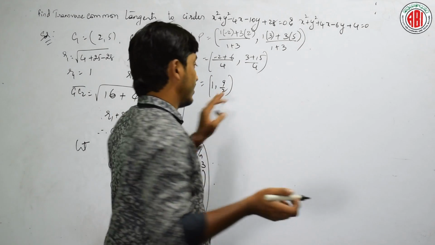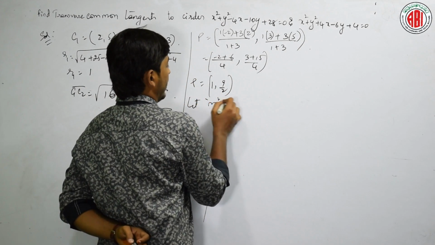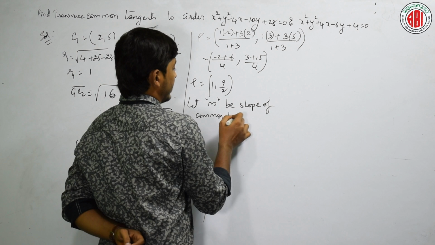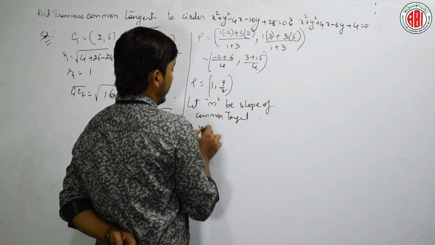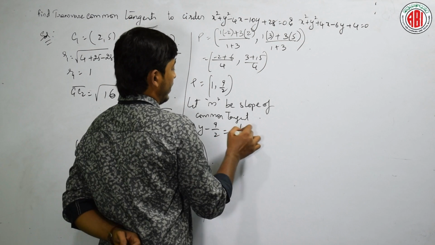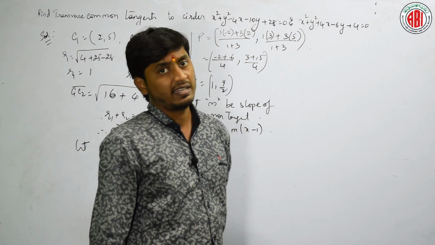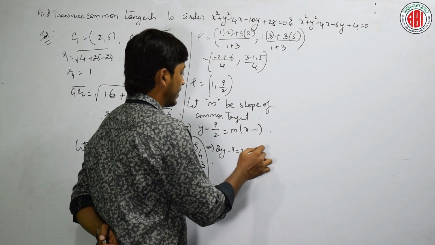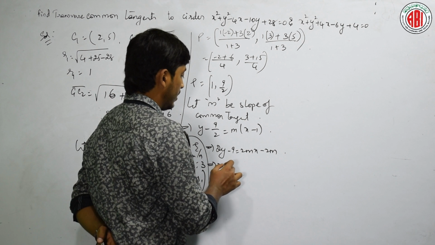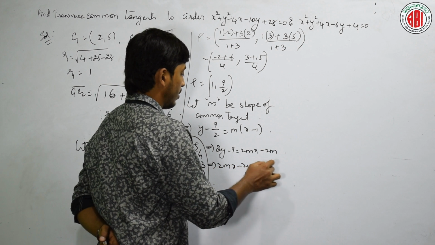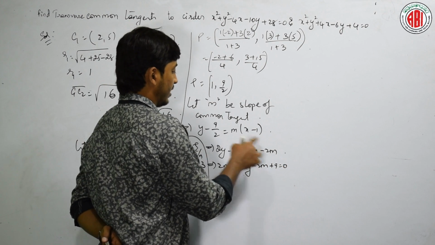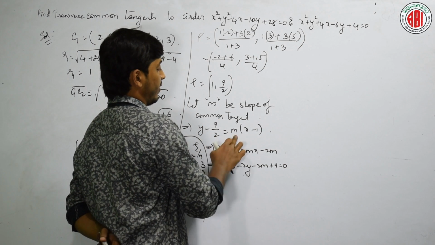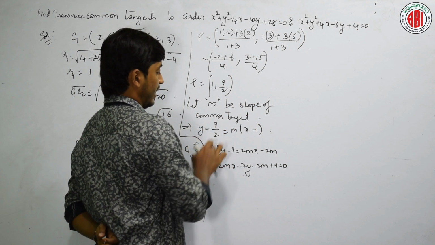I have a point. Let us assume m as a slope. Let m be the slope of the common tangent. So, the equation will be y minus y1 is equal to m into x minus x1, isn't it? So, let us write it in the form 2y minus 9 is equal to 2mx minus 2m. So, that will be 2mx minus 2y minus 2m plus 9 is equal to 0. Check again and again. y minus 9 by 2, that is y minus y1 equal to m into x minus x1. Here 2y minus 9, 2 is the LCM.